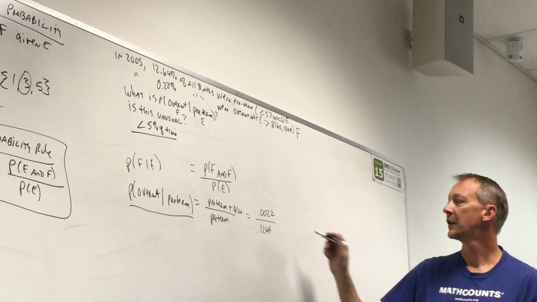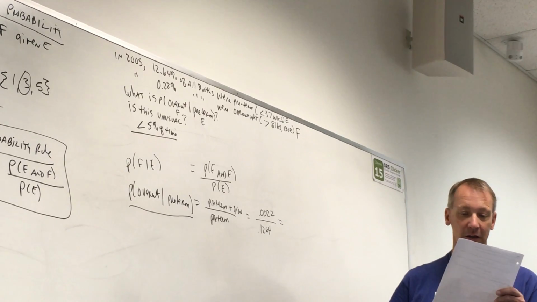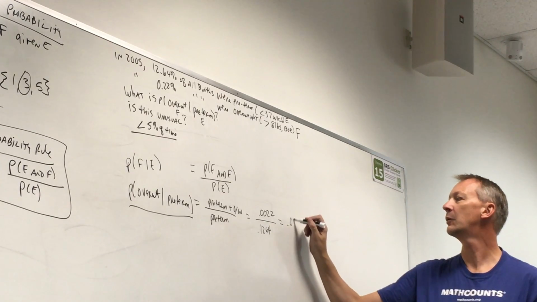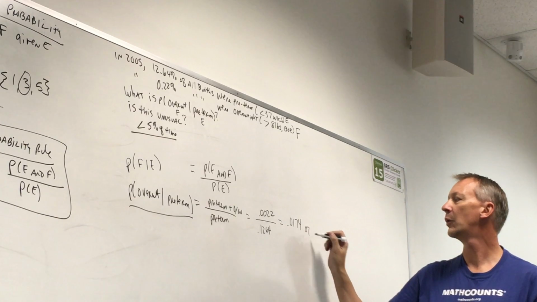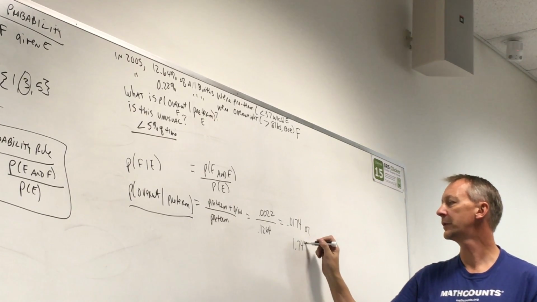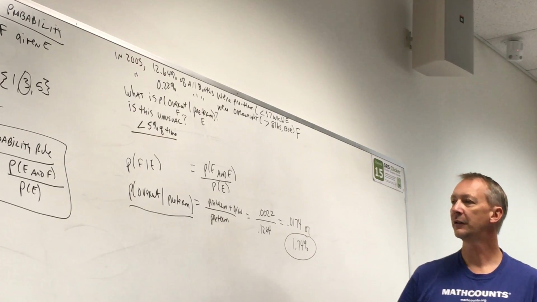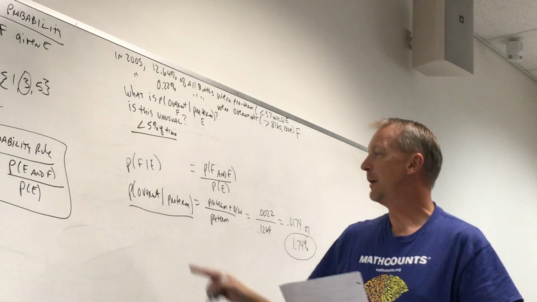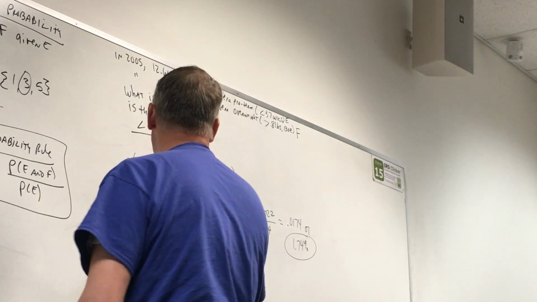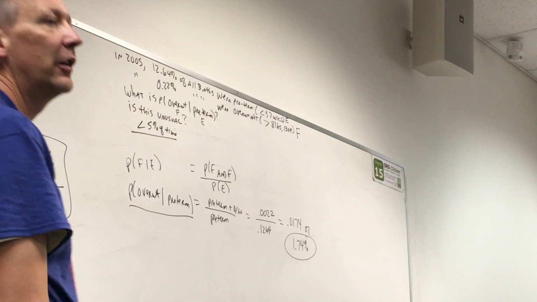So we punch that in our calculator and we should get 0.0174, or 1.74% of babies are overweight given that they are preterm.